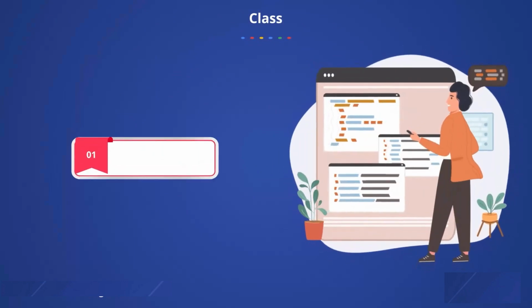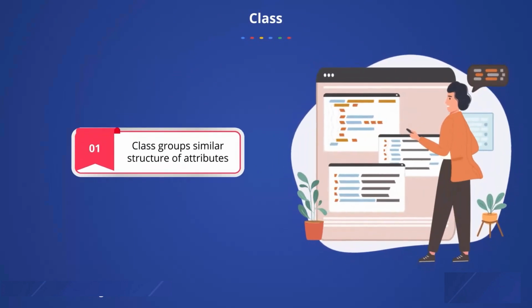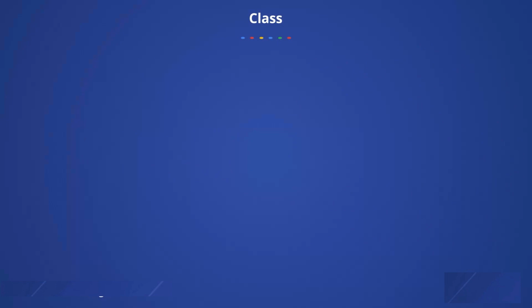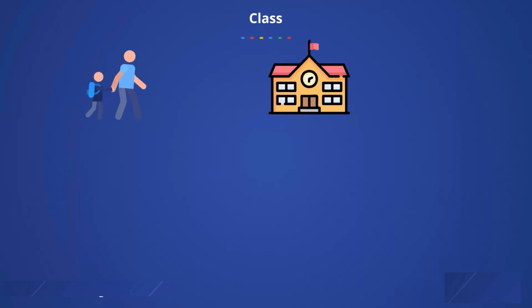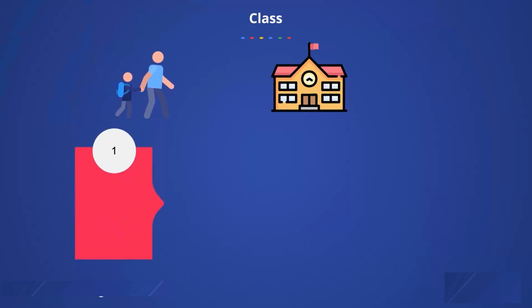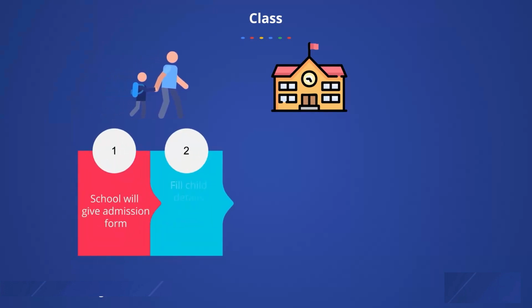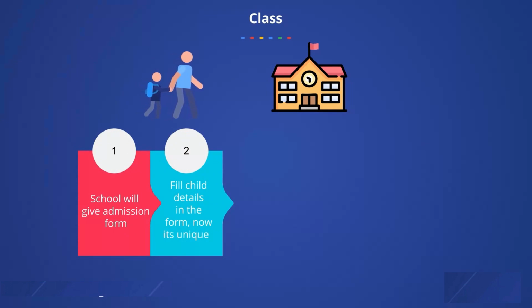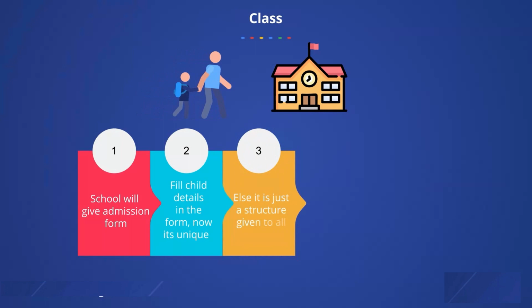Now, what is a class? A class basically is nothing but a template or structure. When I say structure, let's say, for example, we want to enroll our kids in a school. Now, what is the first thing you see in your mind? They will give you an admission form, and only when you fill in your child's details does it become unique to you. Otherwise, up to that point, it is just a structure, and it's the same admission form given to everybody.